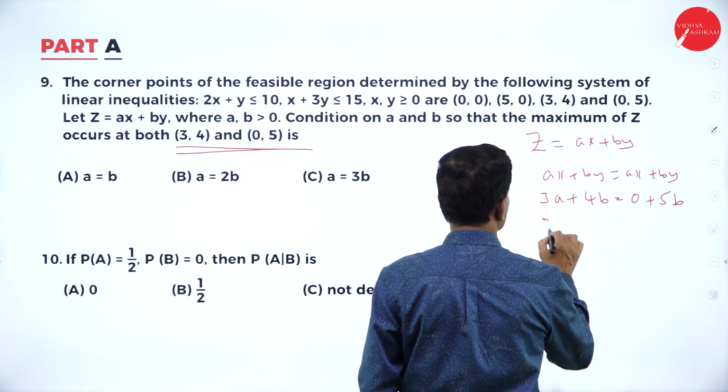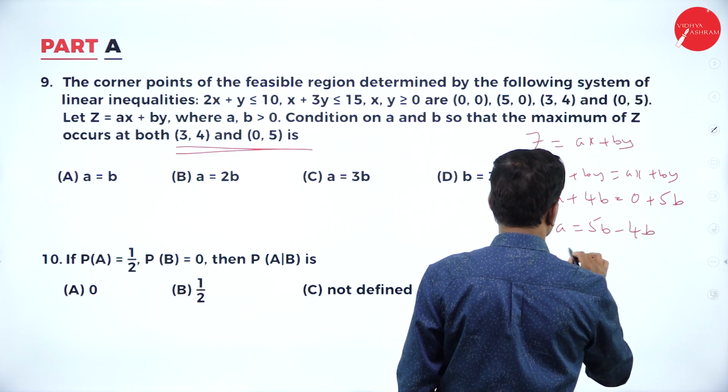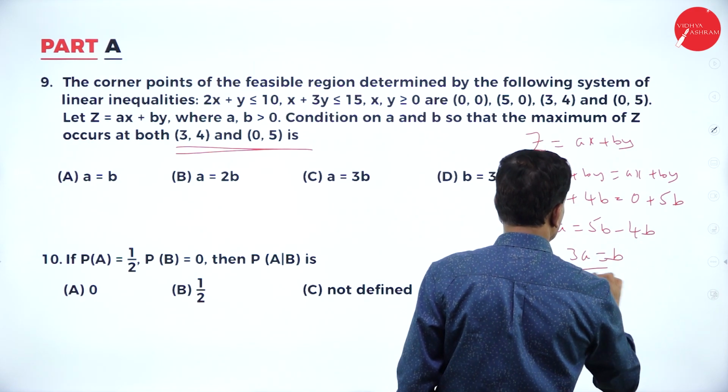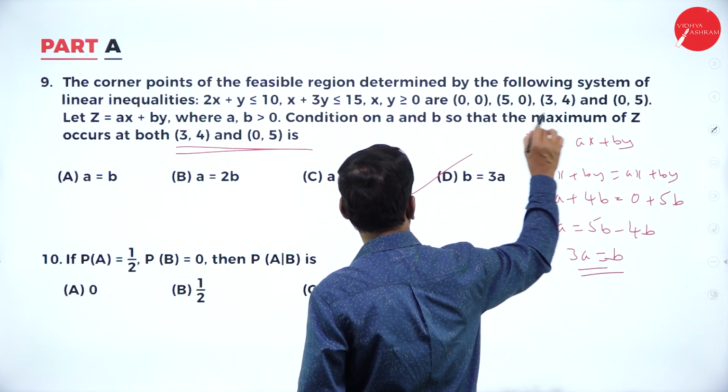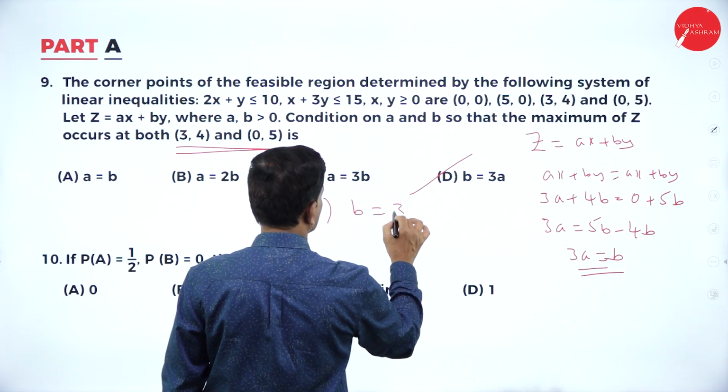So what will you get? 3a is equal to 5b minus 4b. 3a is equal to b, so b is equal to 3a. The option is D. So the correct answer is D. b is equal to 3a.